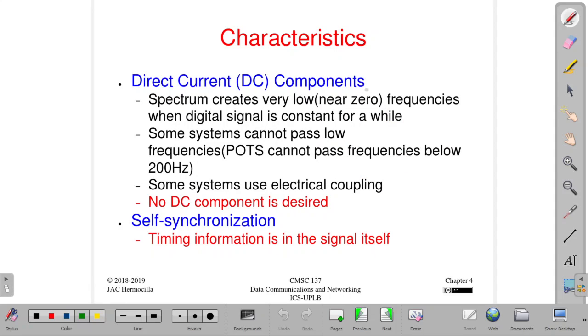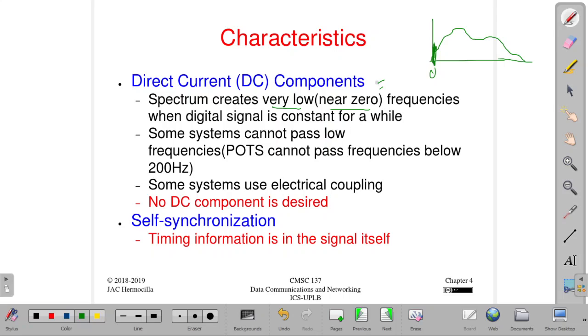Then we also have DC components. DC components are direct current components. When we talk about the bandwidth of a signal, it's possible that the signal will have frequency components that are very low or near the zero frequency. So remember our plot, right? Let's say this is the plot of our frequency components, and this component here, at zero frequency, is called the DC component.